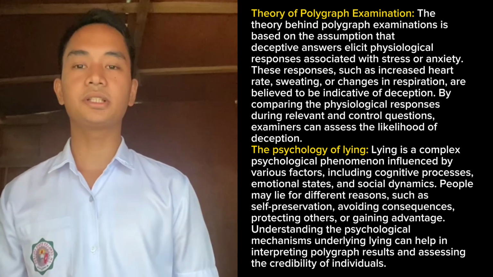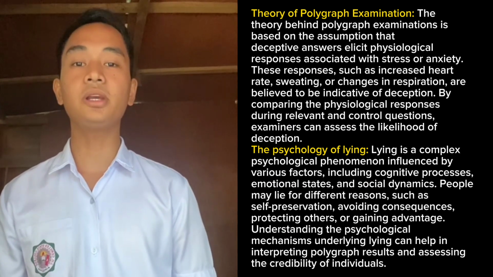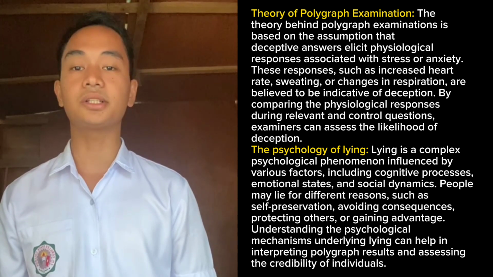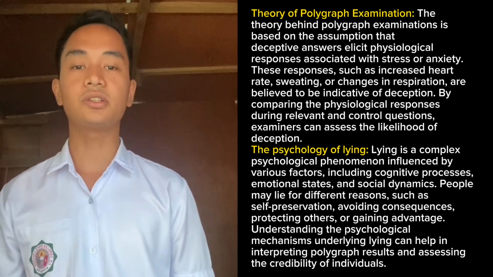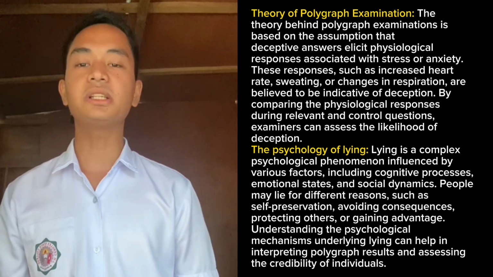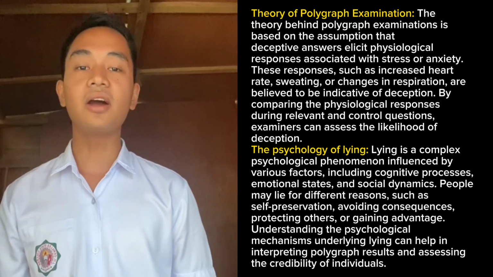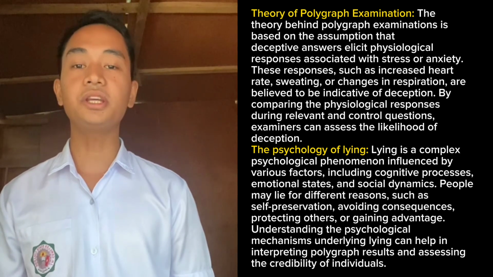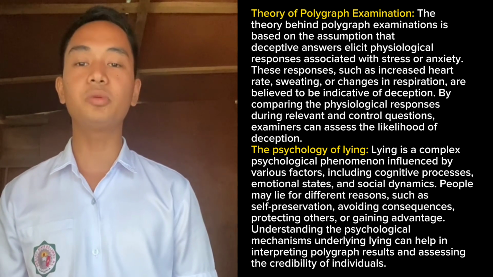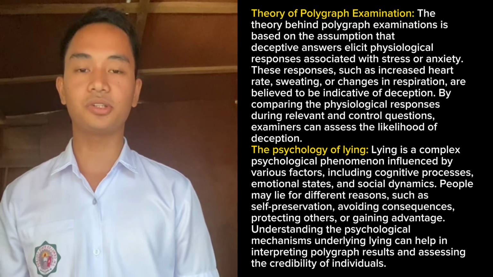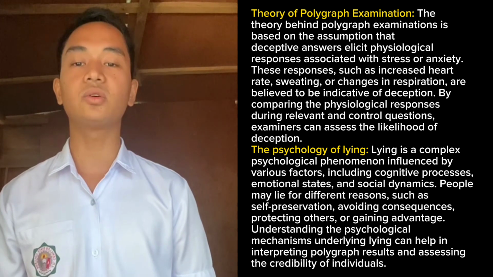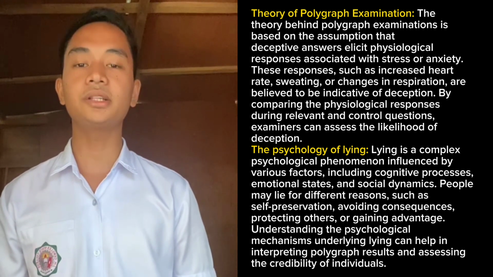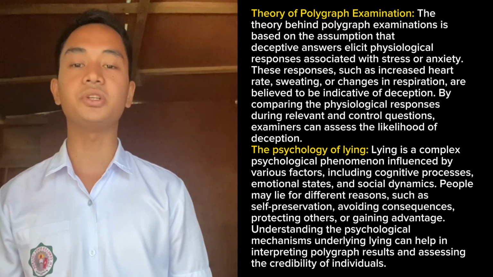Theory of polygraph examination. The theory behind polygraph examinations is based on the assumption that deceptive answers elicit physiological responses associated with stress or anxiety. These responses, such as increased heart rate, sweating, or changes in respiration, are believed to be indicative of deception. By comparing the physiological responses during relevant and control questions, examiners can assess the likelihood of deception.